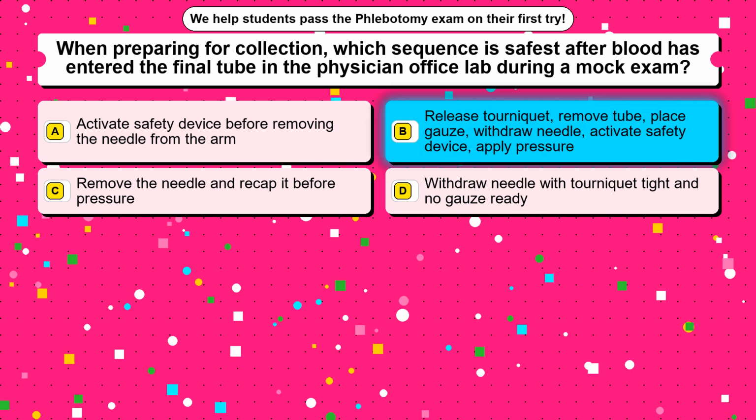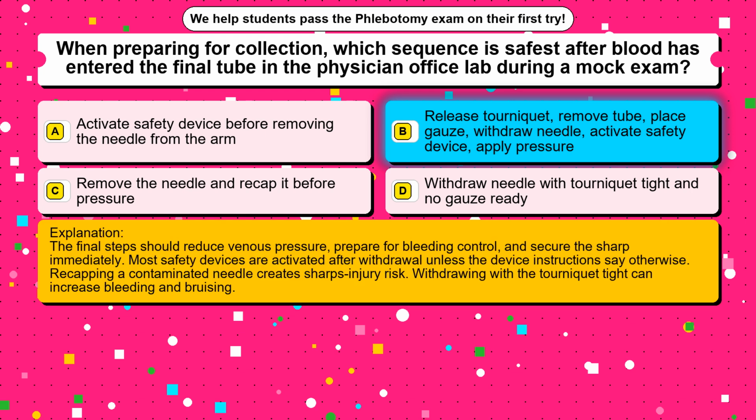The correct answer is option B. Release tourniquet, remove tube, place gauze, withdraw needle, activate safety device, apply pressure. The final steps should reduce venous pressure, prepare for bleeding control, and secure the sharp immediately. Most safety devices are activated after withdrawal unless the device instructions say otherwise. Recapping a contaminated needle creates sharps injury risk. Withdrawing with the tourniquet tight can increase bleeding and bruising.